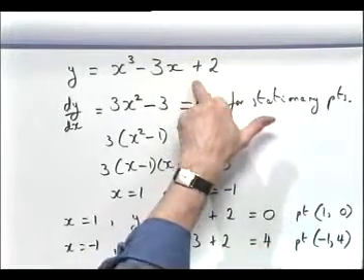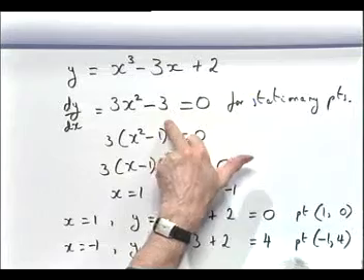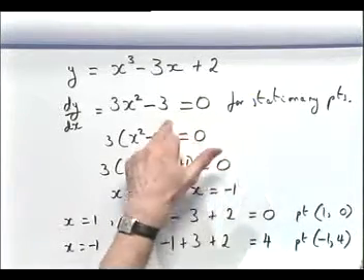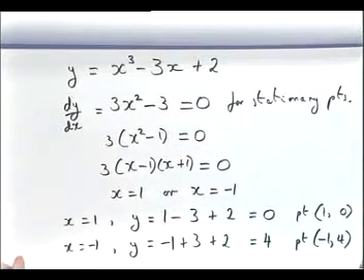And now we need to decide, are these points maxima, minima, or that funny one where it was flat? So in order to sort that out, what we need to have a look at is the second derivative. So I'm going to write the equation of the curve down again, and then I'm going to write down this first derivative, then the points, and then the second derivative.